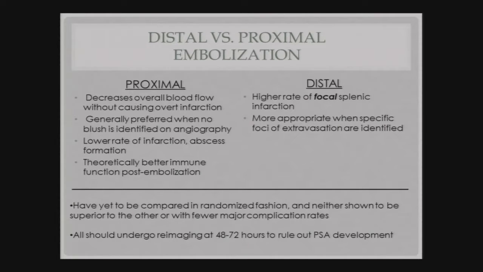And so briefly, distal versus proximal embolization, so that when you read the radiologist report, you can understand what exactly they were doing and or hoping to accomplish. So proximal, you decrease overall blood flow without causing overt infarction, whereas distal, you're going to have a higher rate of focal splenic infarction. Proximal is preferred when there's no blush identified, which makes sense if you don't have something to aim for. You'll sort of more globally embolize, whereas distal is more appropriate when there is a specific foci of extravasation.